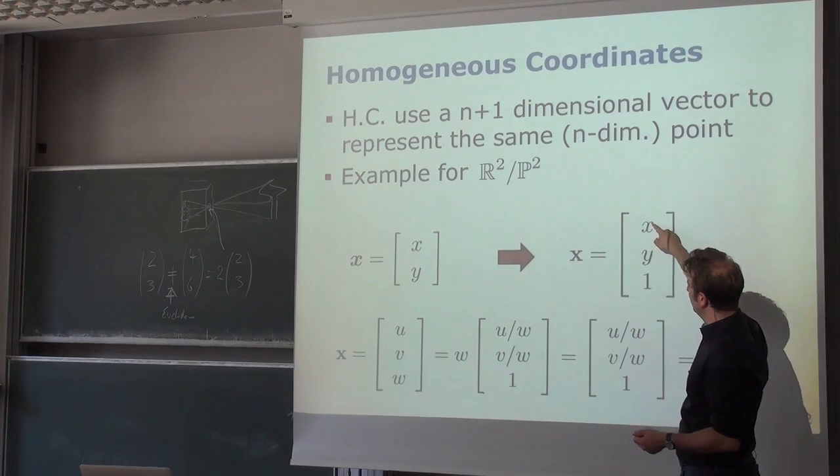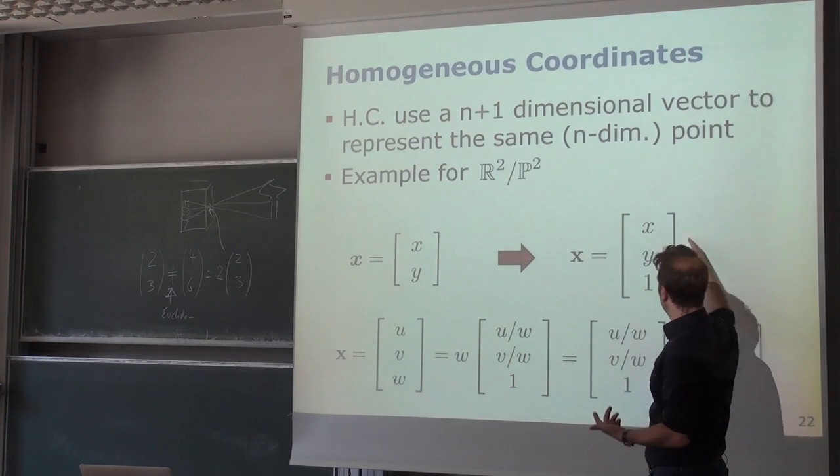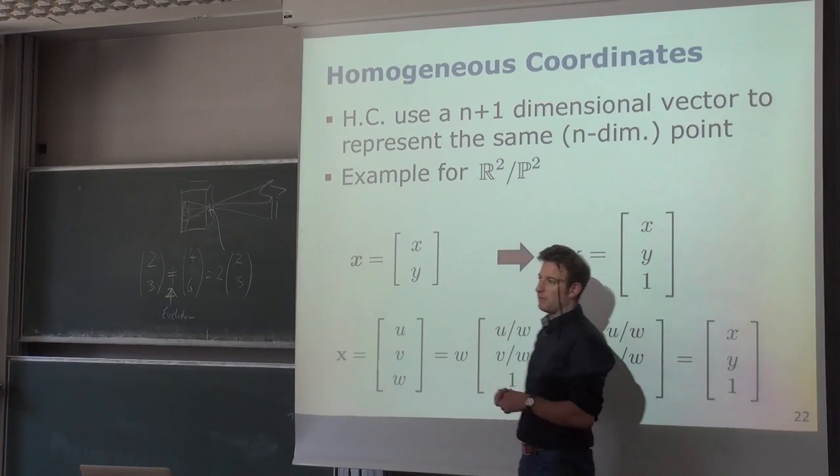So in this case, it's clear. It's x divided by 1, y divided by 1 will give me a vector xy, which is exactly this vector, so it's the same object.